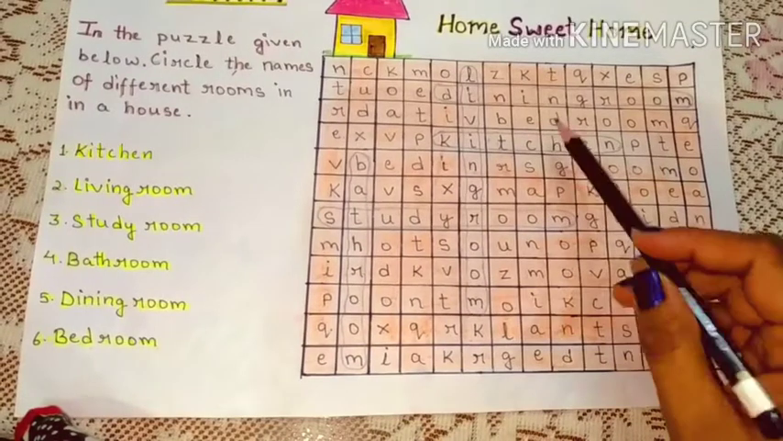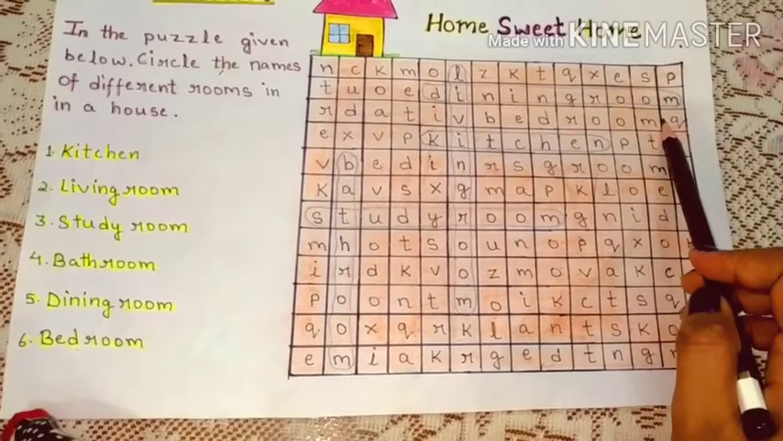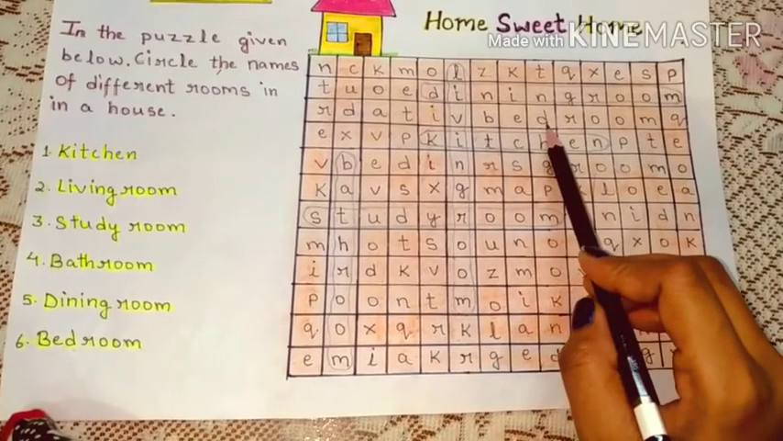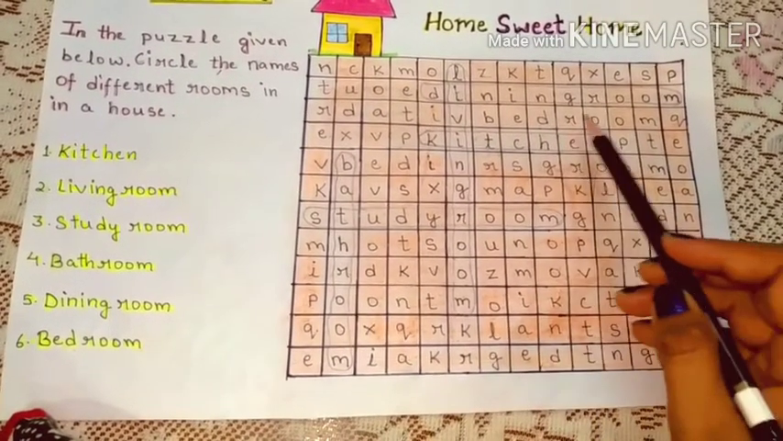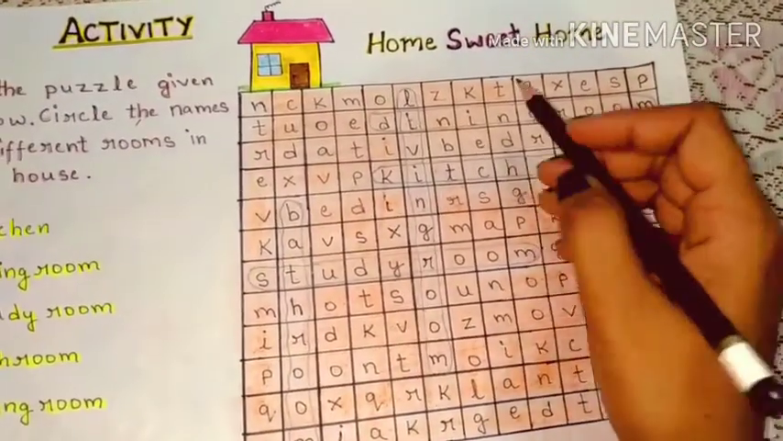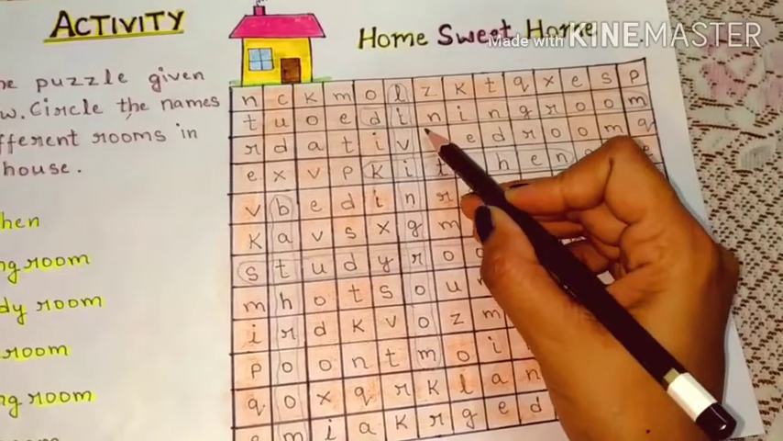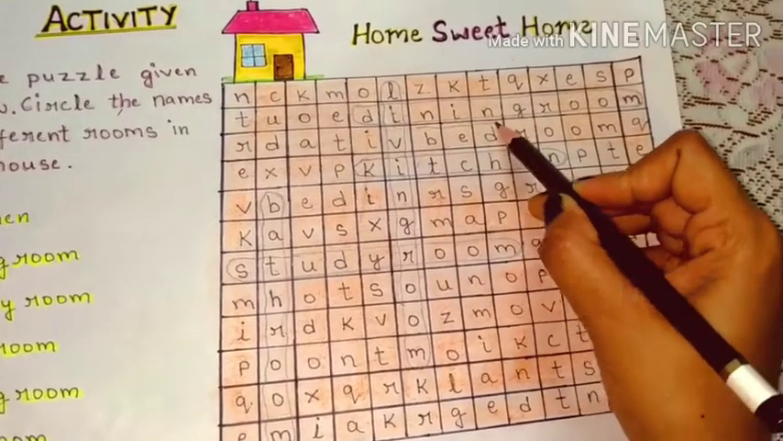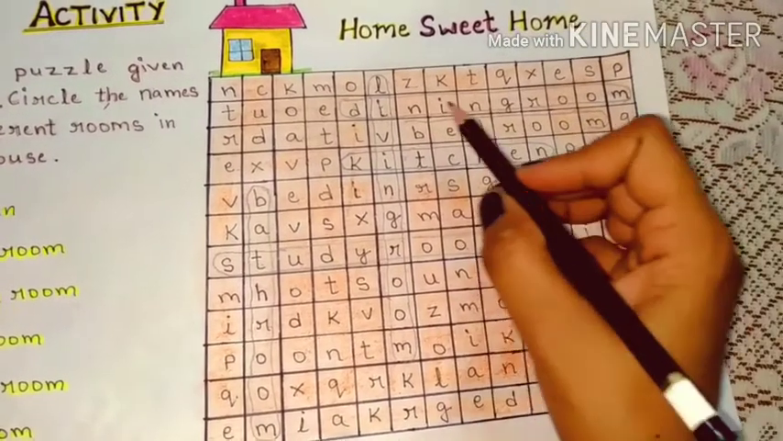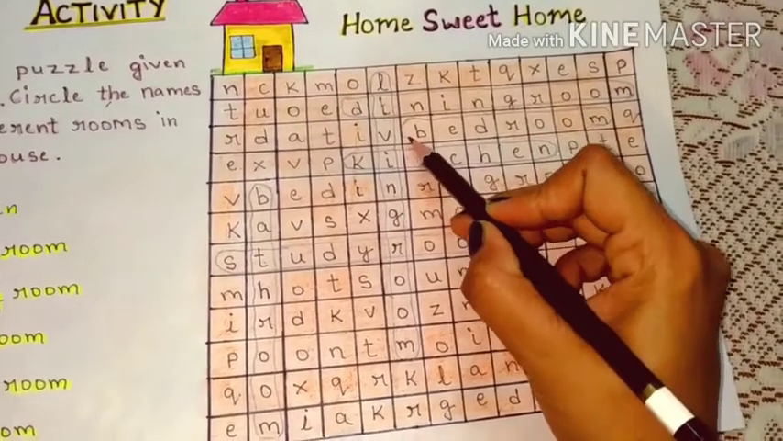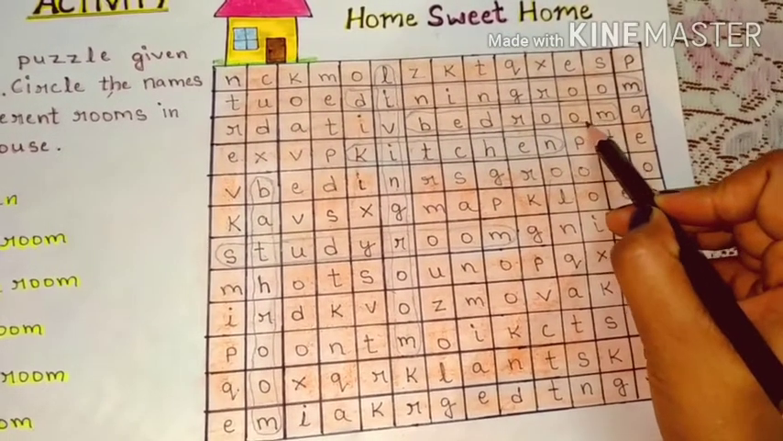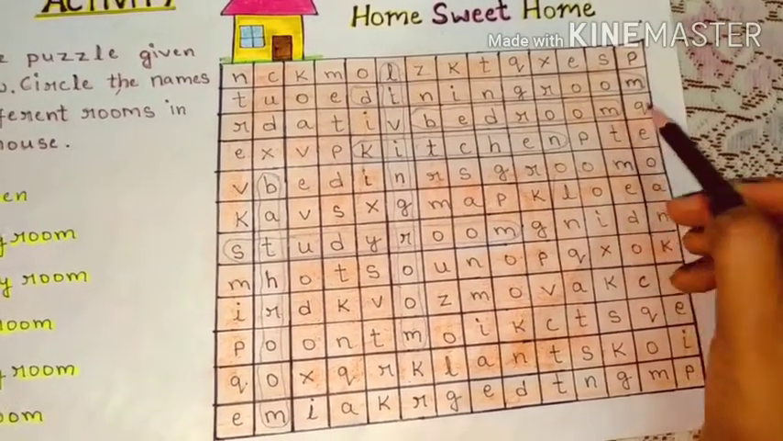This is not matching. Let's see this side. Second letter E, third letter D, fourth letter R, then O, O, M. Yes, we have found again the word bedroom, the name of the room that we have in our house. And in bedroom what do we do? Yes, we sleep and take rest in bedroom.